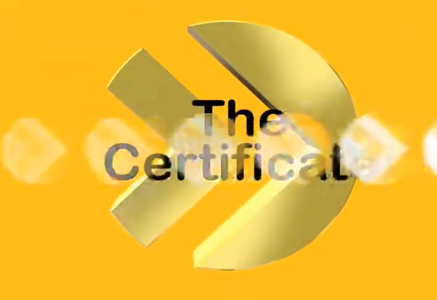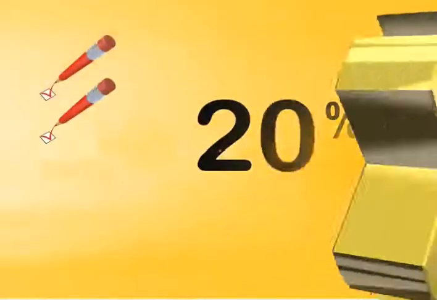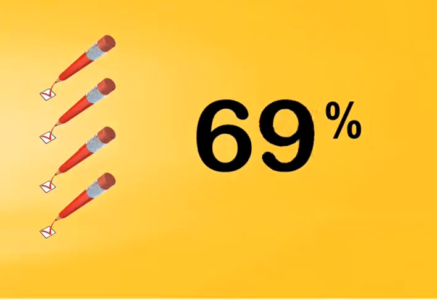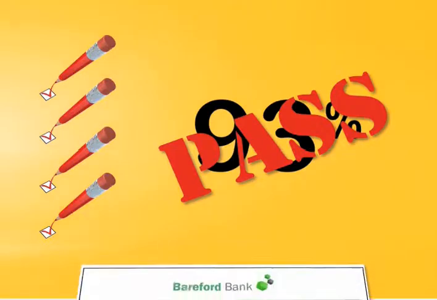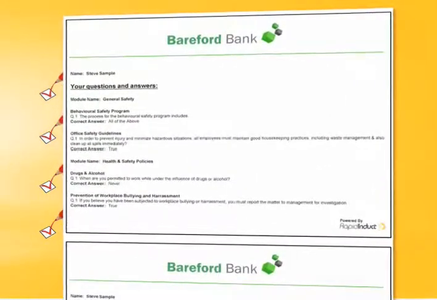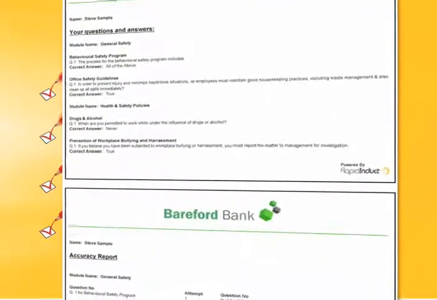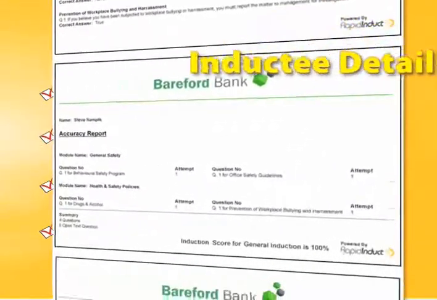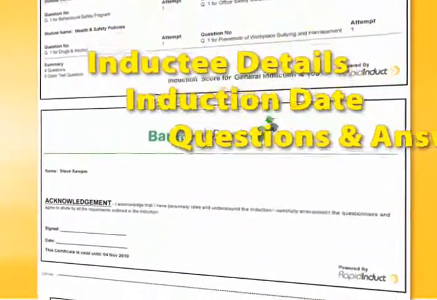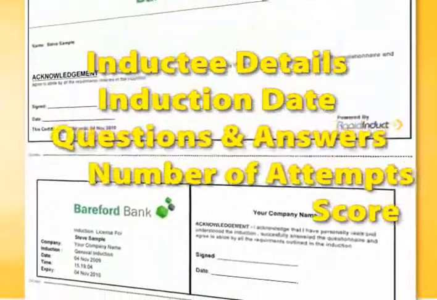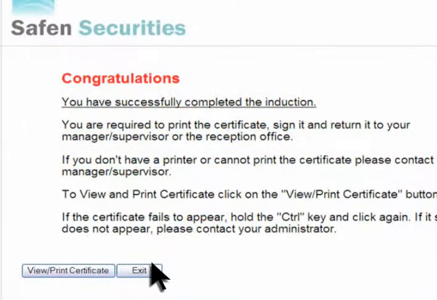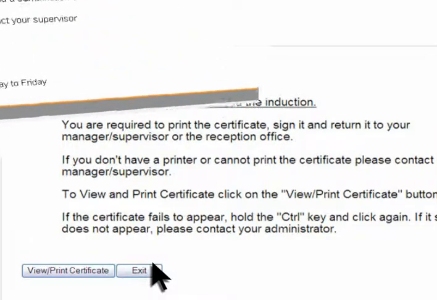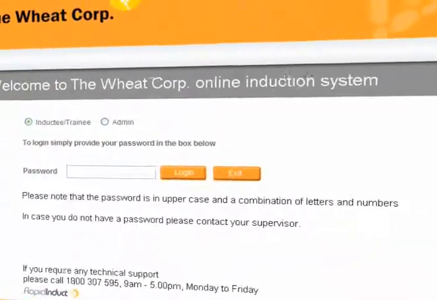Step 4. The certificate. After all questions are answered correctly, and provided the inductee meets the minimum score requirement you set, the certificate is displayed for printing. The certificate is proof of completion and contains the details of the inductee, the date the induction was carried out, the questions and answers, the attempts at each question, and the result and score. The inductee need not print this immediately, as you gain access to the certificate through the administration login at any point in the future.